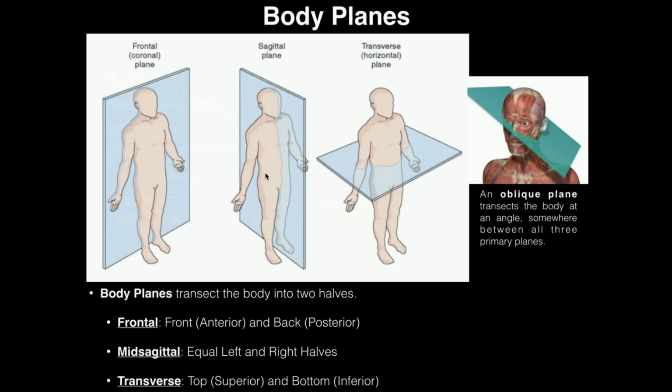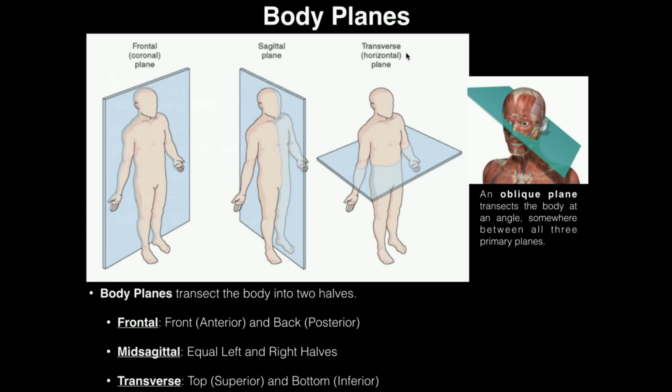Well, that sagittal plane no longer yields equal right and left halves because the right half would just be the arm, the left half would be the entire rest of his body. So a sagittal plane that divides the body into unequal left and right halves is a parasagittal plane. Okay? We're going to be seeing a lot more of the mid-sagittal though.